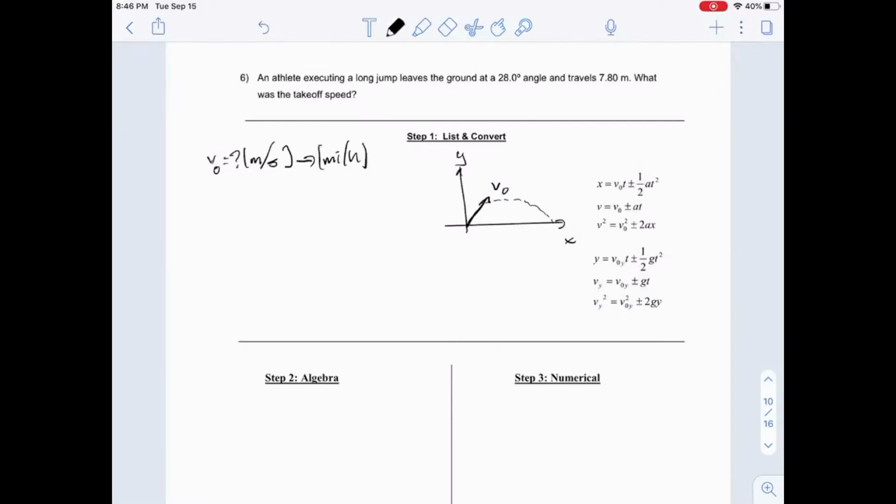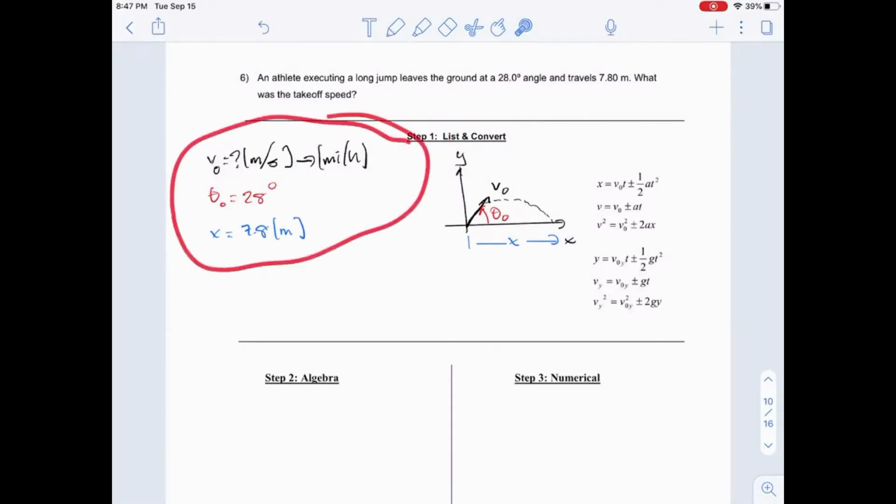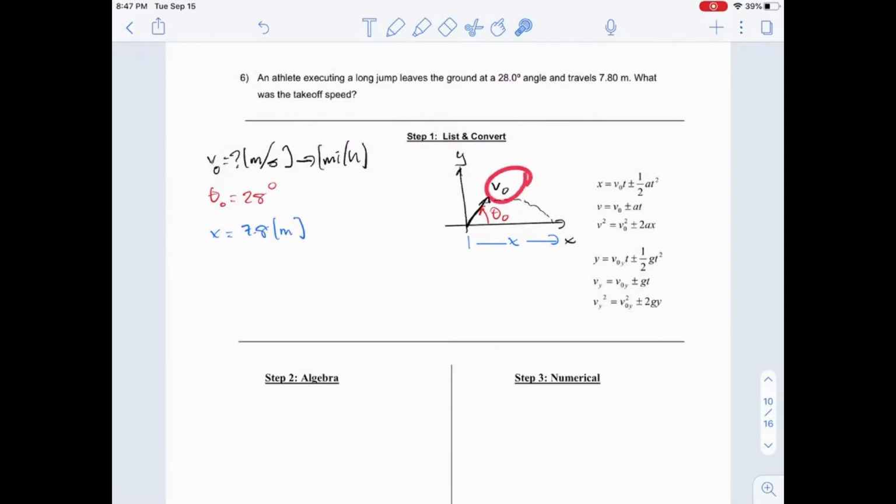They give us the angle, already given at 28 degrees, so I'm done with that. Also, we are given the distance that this guy travels in the X direction, 7.8 meters, so we don't have to do any conversions. Very good. This is what we're trying to figure out.